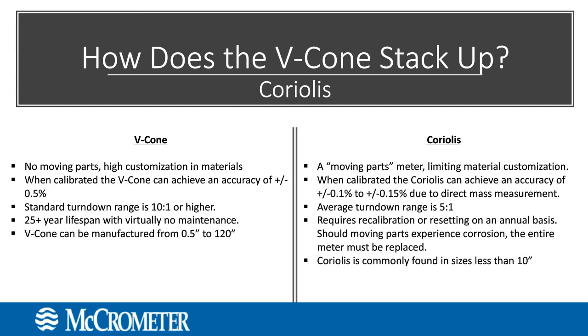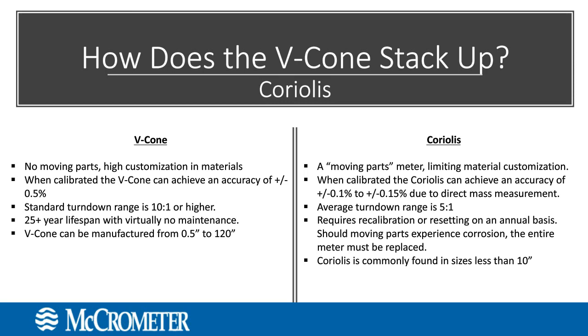Lastly, let's take a look at the Coriolis meter. So the Coriolis meter is a moving parts meter with limited material customization based on those moving parts. VCone, on the other hand, has no moving parts. This is a solid welded piece of material in there. The Coriolis will, however, give a higher accuracy than the VCone: 0.1% to 0.15%. Now this is due to it being not necessarily a DP meter, but a direct mass measurement. The VCone, of course, up to 0.5%.